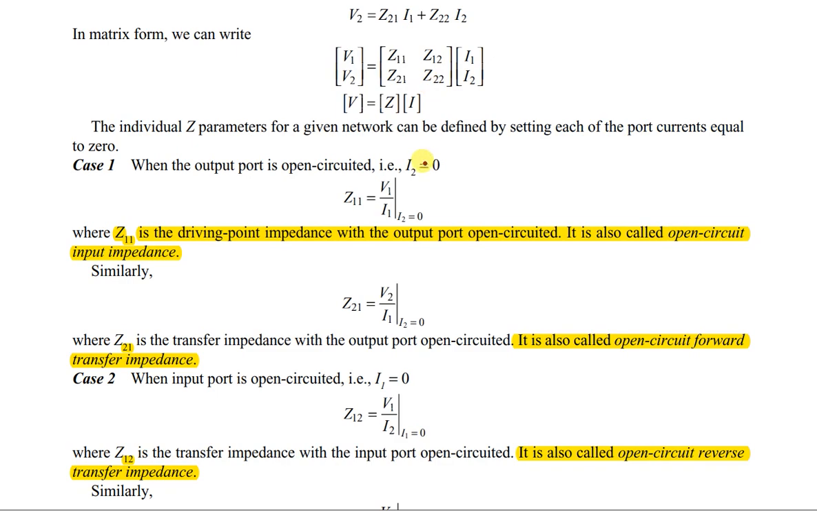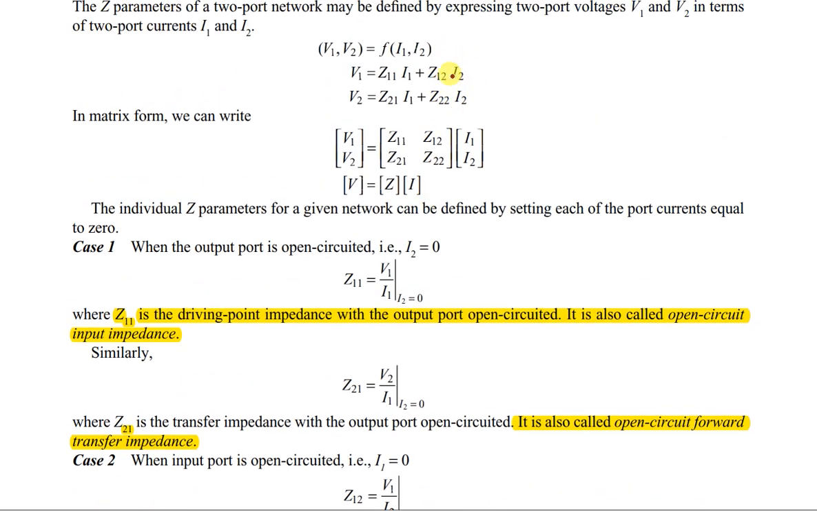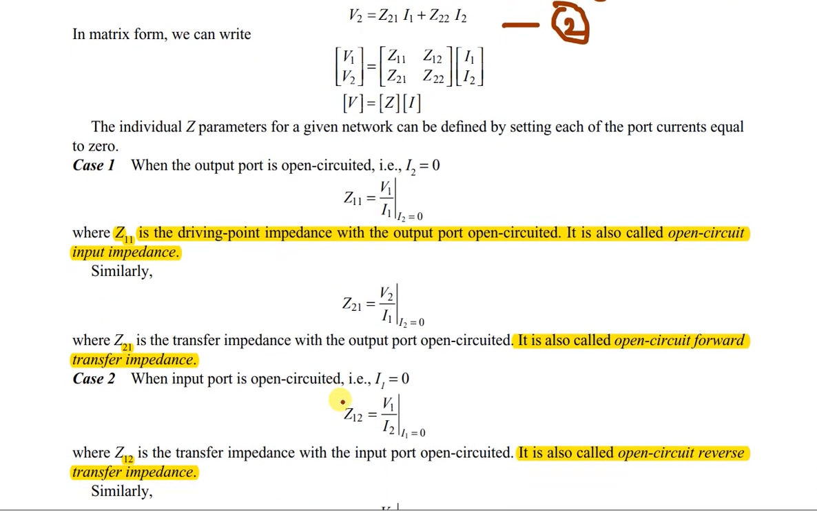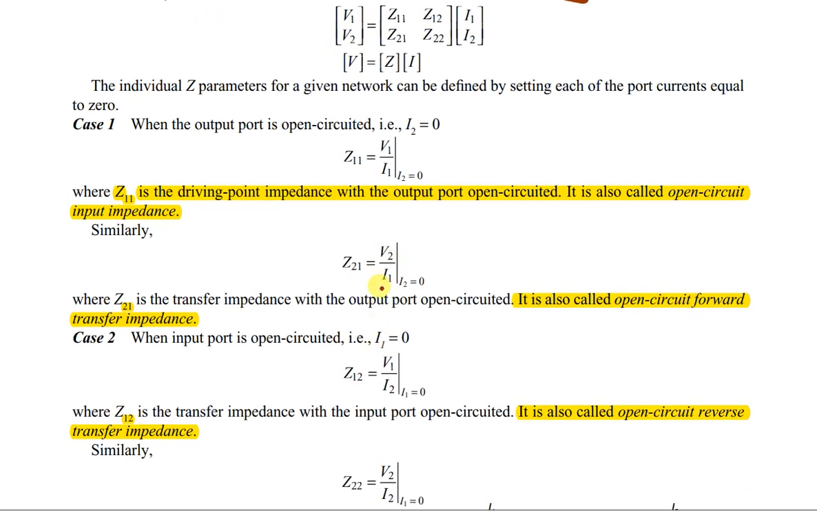Similarly, with I2 equal to 0, the second equation also. Let us call this equation number 1, and this equation number 2. If I2 is equal to 0, we got Z11 is equal to V1 by I1. At the same time, Z21 is equal to V2 by I1, because this term is 0. So Z21 is V2 by I1, output voltage by input current.